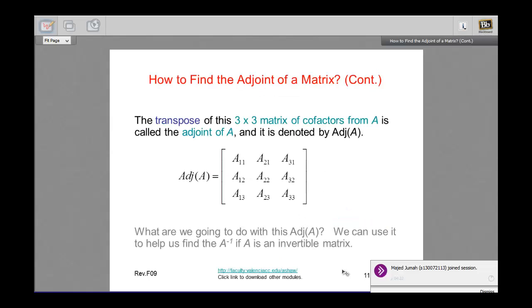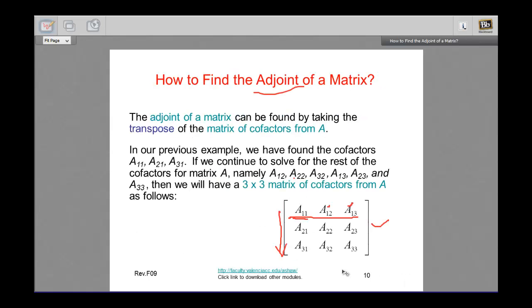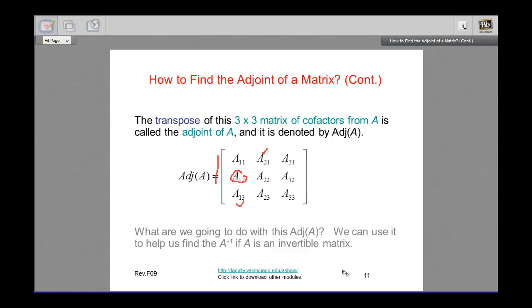So let's see how we will write this. Here we write the first row as the first column. Observe that A12 was here in the previous matrix, and in the next slide you will see A12 here and A13 here. The first row becomes the first column, the second row becomes the second column, and the third row becomes the third column. In this way, it is called the adjoint of the matrix. We can use it to find A inverse, if A is invertible. The adjoint is one method to find the inverse of the matrix.